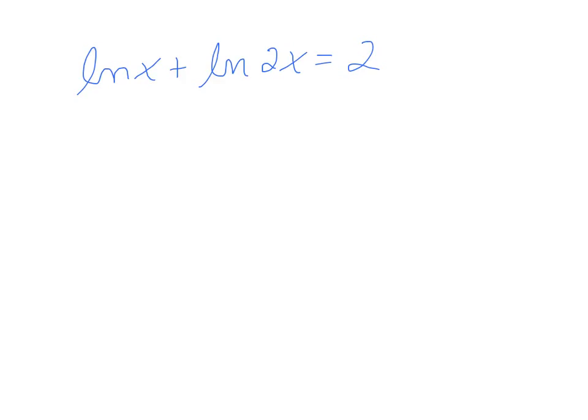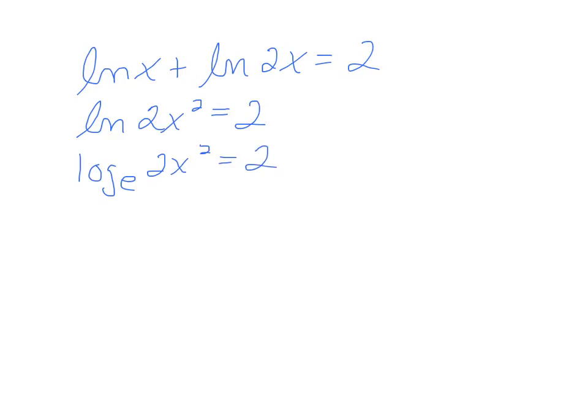But since I have a natural log, I'll use the rules which hold true for natural logs as well as they held true for logs. Addition means multiplication, so now I can write it as ln of 2x squared equals 2. There's nothing I can do there as a log, so I'm going to change it to an exponential, but I don't have a base. Oh, ln stands for log base e, so log base e of 2x squared equals 2. All I did was rewrite ln as log base e. Now I'm going to change it to an exponential. Base, exponent, answer.